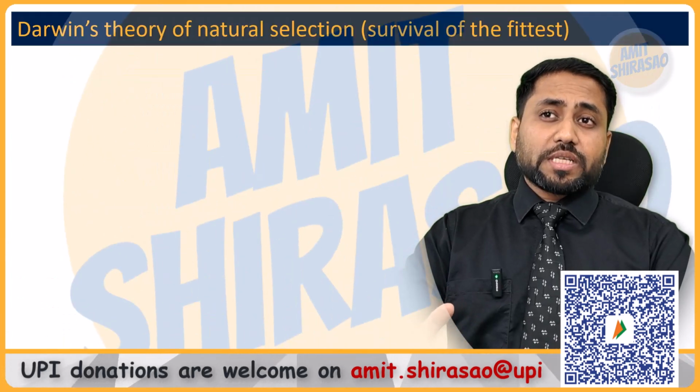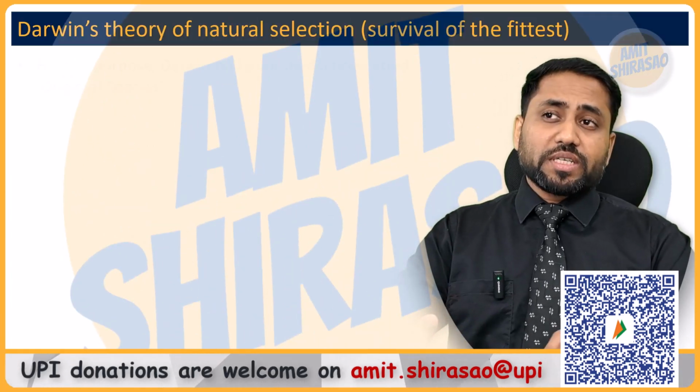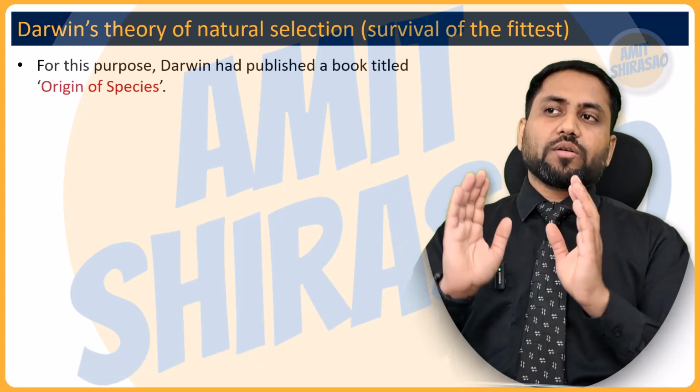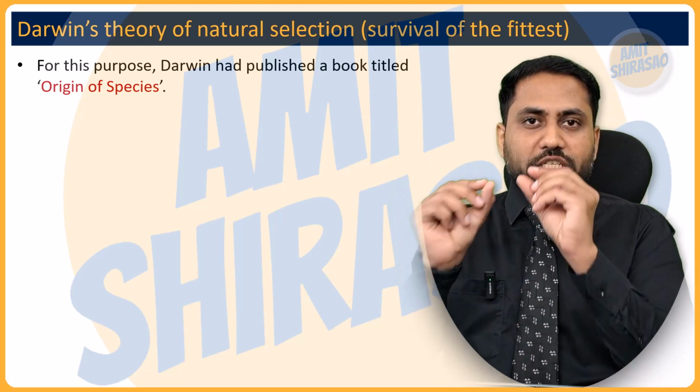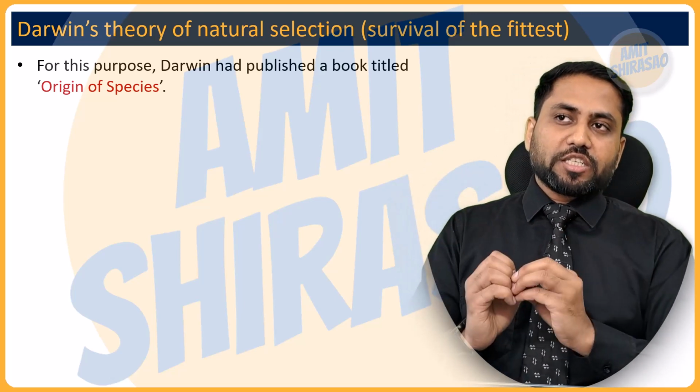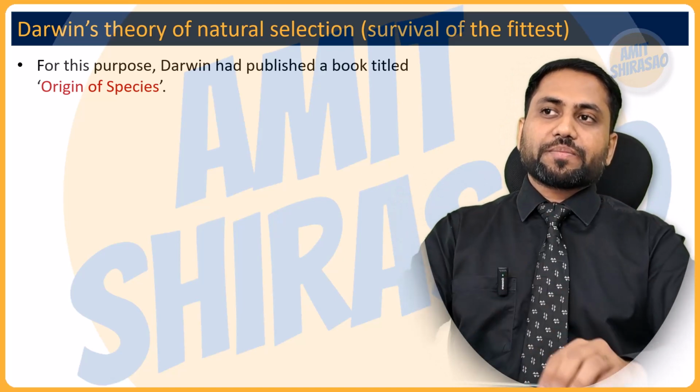Darwin's theory of natural selection, also called survival of the fittest. For this purpose, Darwin published a book titled Origin of Species. In the Origin of Species book, he mentioned the theory of natural selection, also called survival of the fittest.